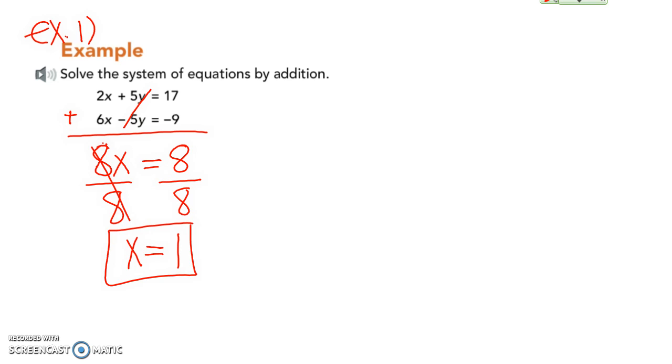Now, step 2, I'm going to pick an equation. Doesn't matter which one. I'm going to go with the first one.